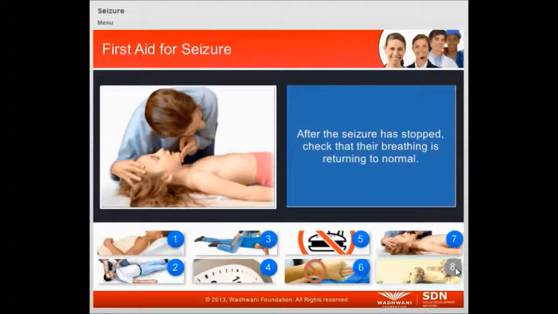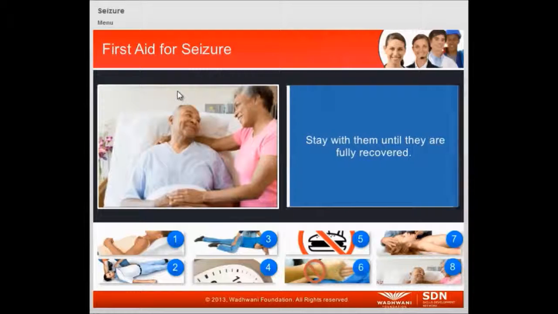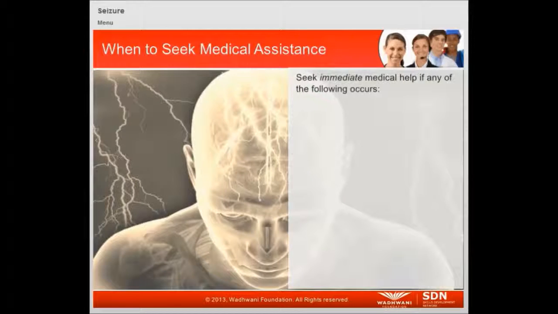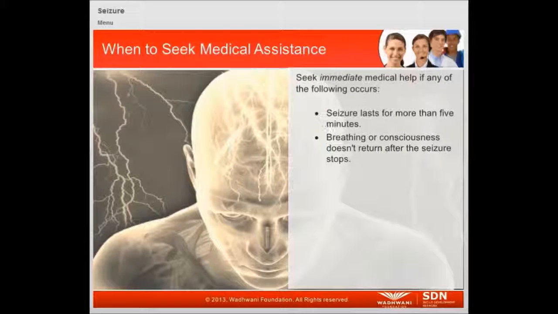After the seizure has stopped, check that his or her breathing is returning to normal. Stay with the person until he or she is fully recovered. Seek immediate medical help if any of the following occurs. Seizure lasts for more than 5 minutes. Breathing or consciousness does not return after the seizure stops. A second seizure follows immediately.